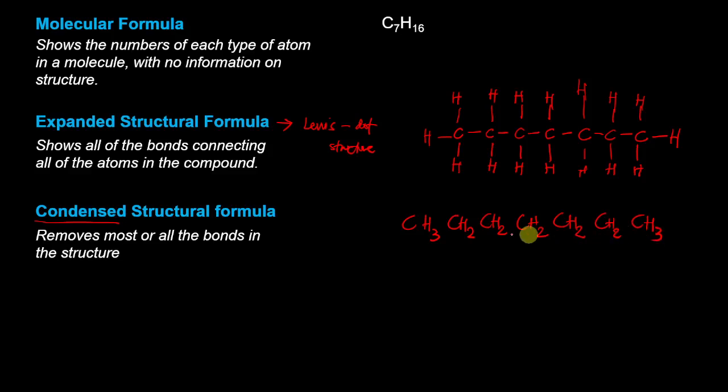This still tells us the structure of the compound. It tells us that on this side we have one carbon, with three hydrogens connected to it, then the next unit is another carbon with two hydrogens. So this still gives us some information on the structure of the compound. Furthermore, we can condense this even more, because here we have repeating units of CH2. We can write it as CH3, then CH2, repeated 5 times: 1, 2, 3, 4, 5. So that's CH2 in parentheses with a subscript 5, then the last one is CH3. This is the more condensed form of the condensed structural formula.